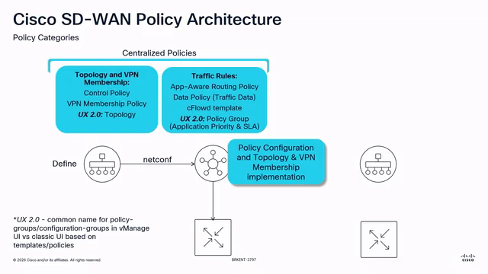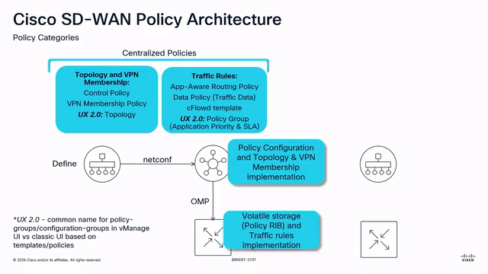The second big part, so as I said, is enforced either on the smart controller, if it is centralized control policies or VPN membership, or if it is application-aware routing and data policies, it is sent over the OMP protocol in a special form. We will talk about it, and then we store it on a router, right?